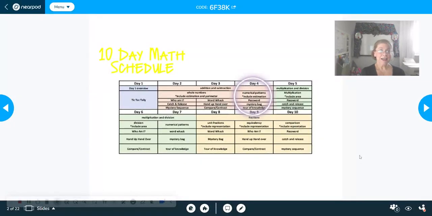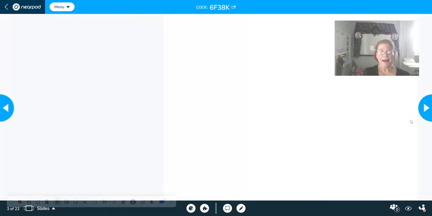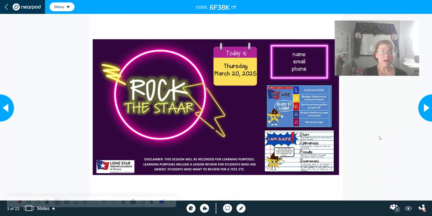So this is day 4, numerical patterns. Let's get started. Our last day of addition and subtraction. Yay! All right. So when you teach this lesson, it will be Thursday, March 4th.